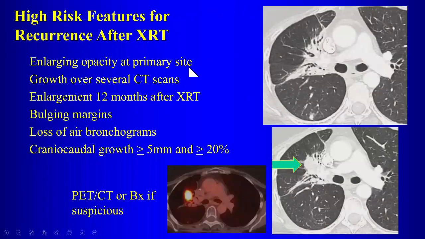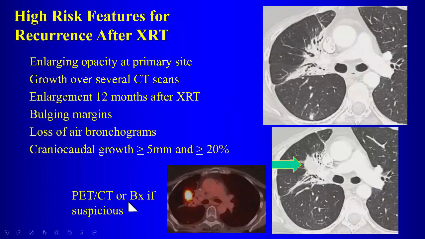So there are certain high-risk features that we look for when we're following these patients who have had radiation therapy. If there's an enlarging opacity at the tumor site, of course, then you have to think that, okay, maybe this is recurrent tumor. If there's growth over several CT scans, if there are bulging margins. So all of these would make you suspicious, any of these findings on a CT scan in a patient who's received radiation would make you suspicious that there is recurrence after radiation.